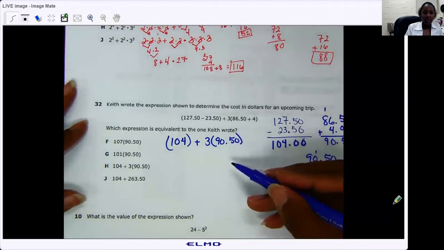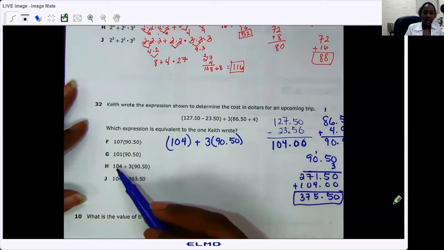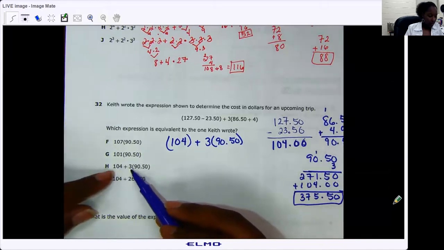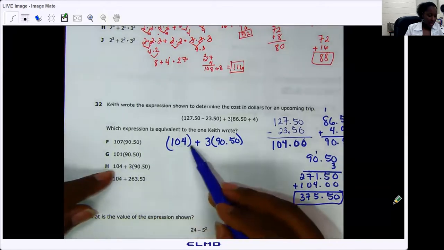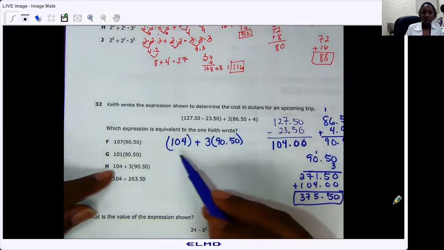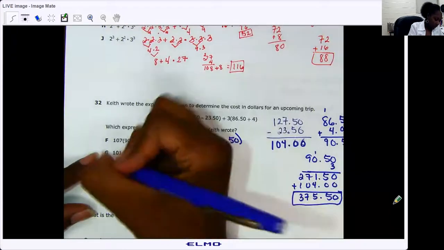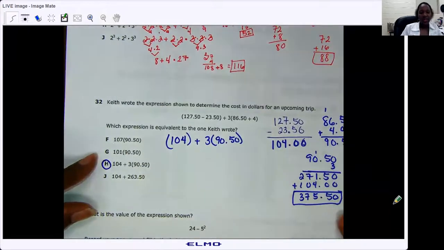Let's see what happens. Now, just by looking at this, I see this right here. 104 plus 3 times 90.50. That's what I have right here. So since this matches my work, I know I'm going to get this as my final answer. So I'm going to go ahead and circle H for that one.